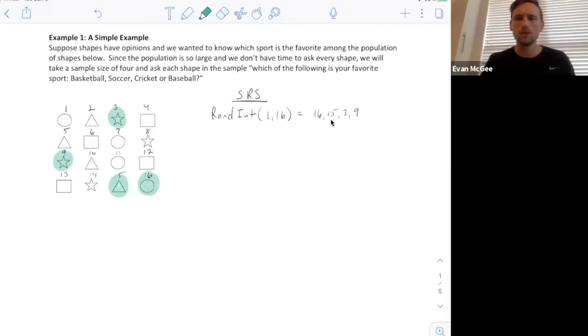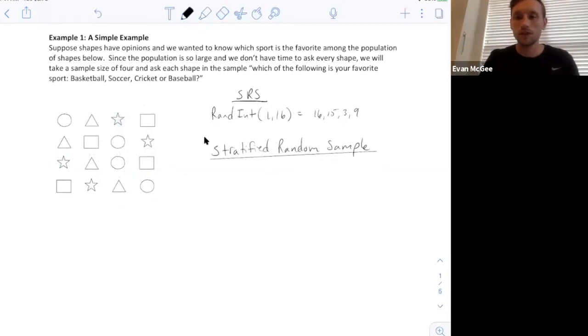So you might realize that I've got an issue here. What am I missing? I'm missing a square. I don't have a square included in my sample. So really this isn't perfectly representative of the entire population, because everyone is not represented. To fix this problem, we can do what's called a stratified random sample.